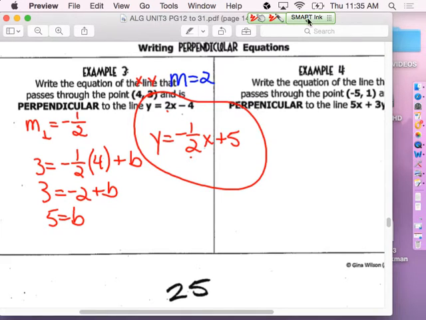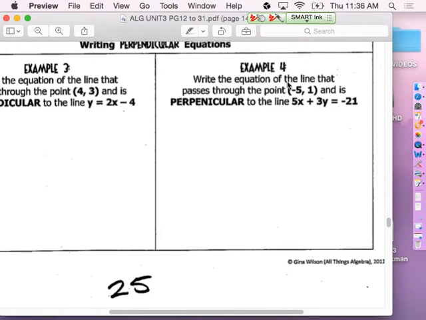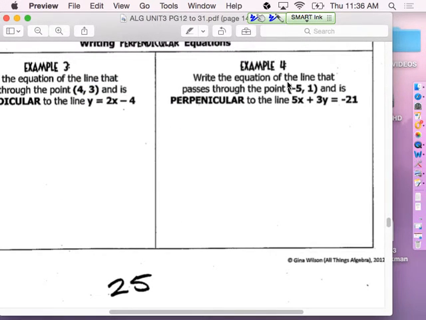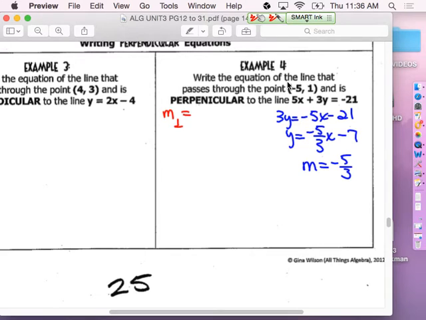Let's do example 4 together, and then you all can take it from here and do your homework. Example number 4 is given in standard form. So let's take this and convert this to slope-intercept form. So it's easy to see that my slope is -5/3. I need the perpendicular slope. So the perpendicular slope would be +3/5. And I'm given a point with an x and a y. X is -5 and y is +1. So you run through the routine again.